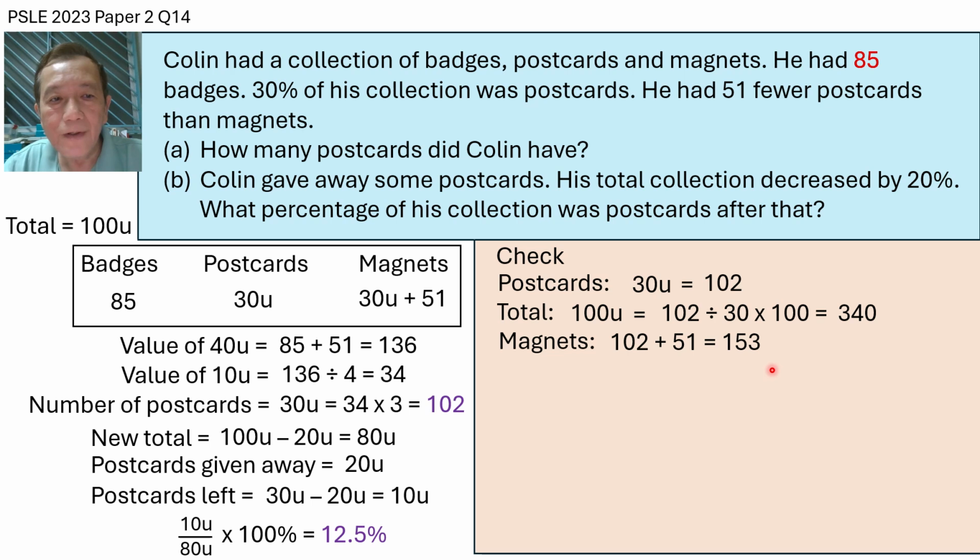So, to find the number of badges, we take the total and subtract these two numbers. And we get 85, the target. This confirms that our answer is correct. Because if you don't get 85 here, something is wrong.